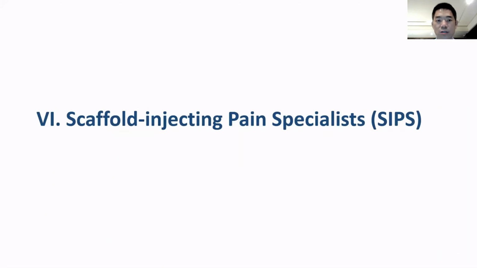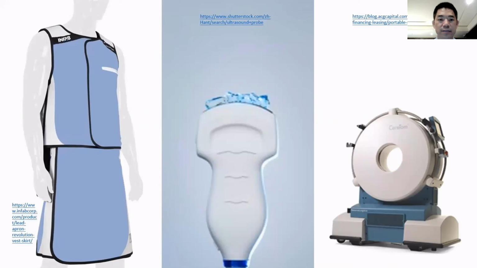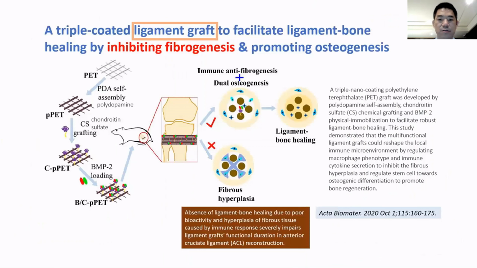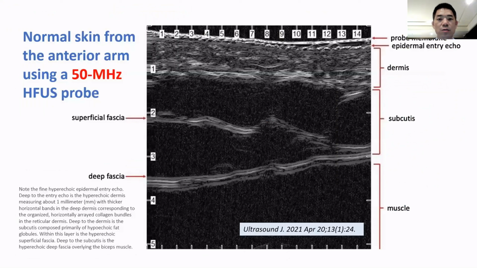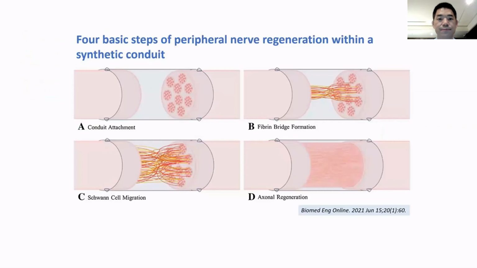So after all these introductions, are we ready for scaffold-injecting pain interventions? We have various techniques which will be very useful in the future injection of these scaffolds. But for grafting, we may not be allowed to do this. But we have imaging modalities which can evaluate these scaffolds non-invasively. We can even use future high-resolution ultrasound to differentiate whether the scaffold functions or not.